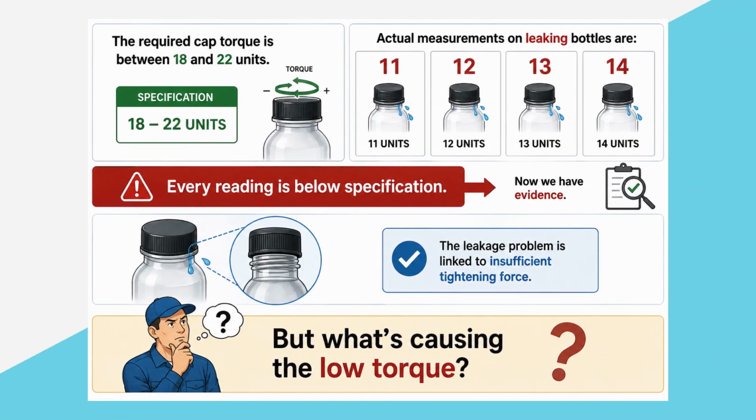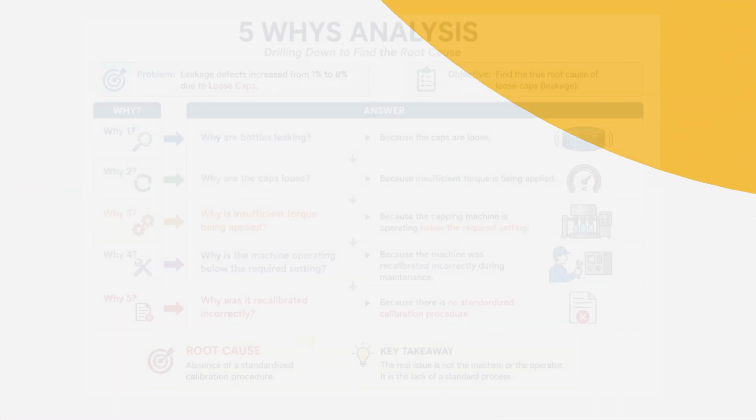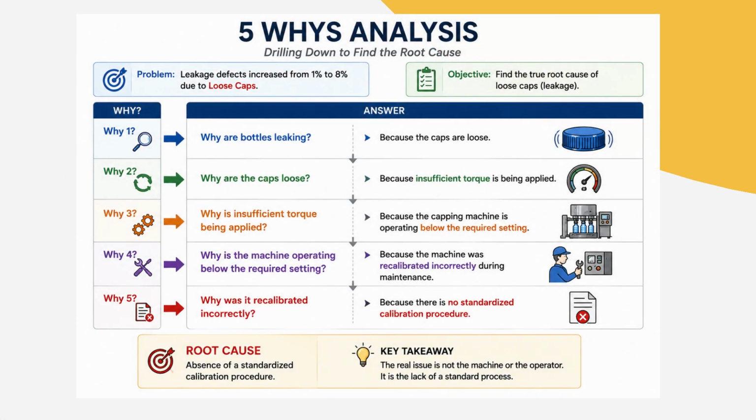The required cap torque is between 18 and 22 units. Actual measurements on leaking bottles are 11, 12, 13, 14. Every reading is below specification. Now we have evidence. The leakage problem is linked to insufficient tightening force. But what's causing the low torque? Let's apply the 5 whys.